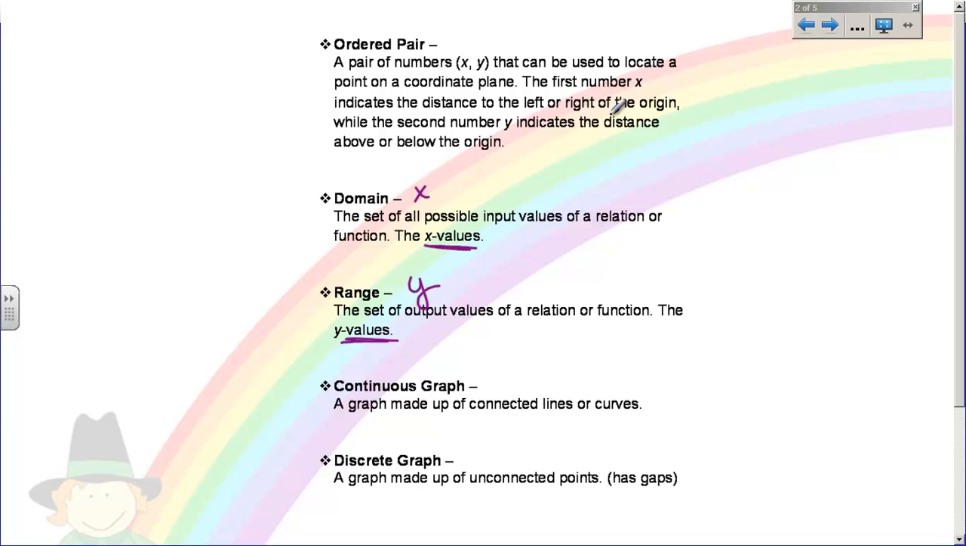So if you would, please make sure you write down these definitions. You'll probably have to pause the video, but write down these definitions so that you will have them. Domain and range are the very, very most important ones. You need to know that domain is all of the x values of a function and range is all of the y values.